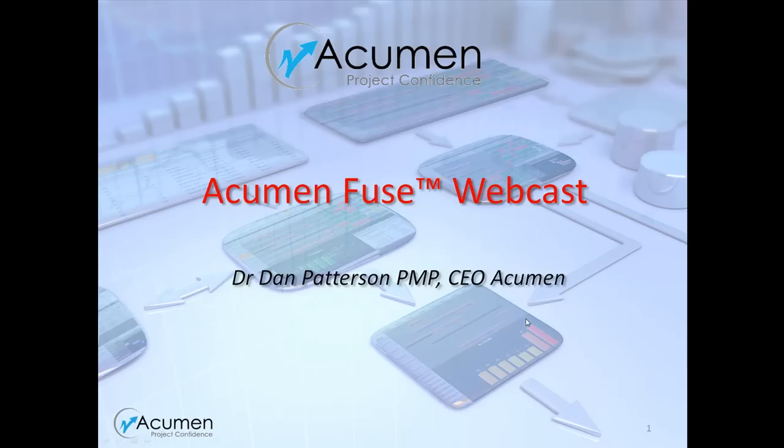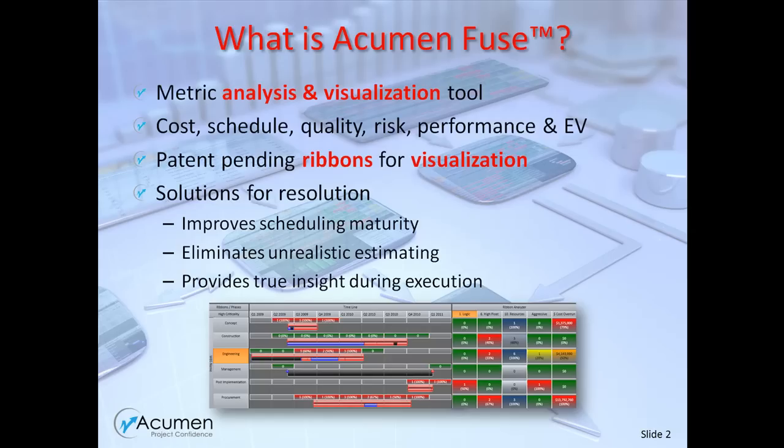My name is Dan Patterson, CEO and founder of Acumen, a project management company specializing in project cost, schedule, and risk analysis solutions, as well as the inventor of Acumen Fuse. Acumen Fuse is a project analysis and visualization tool assessing cost, schedule, risk, project performance, and earned value. Using a combination of libraries of metrics and patent-pending ribbons, Fuse provides a powerful means of pinpointing problematic areas and activities within a project and provides solutions for resolution.